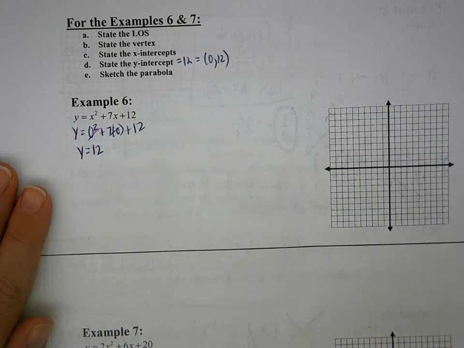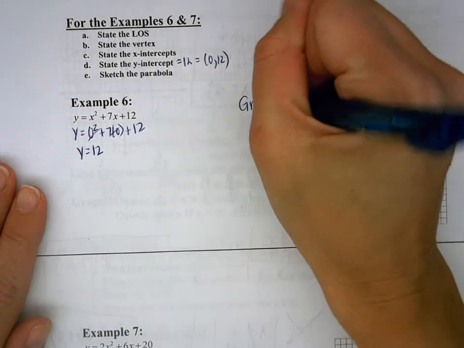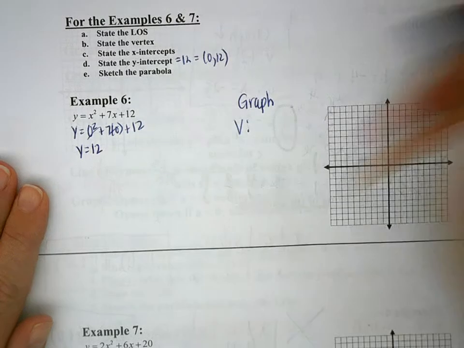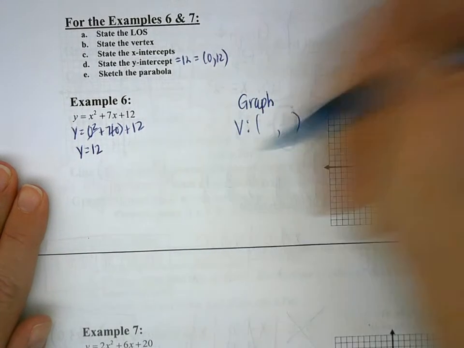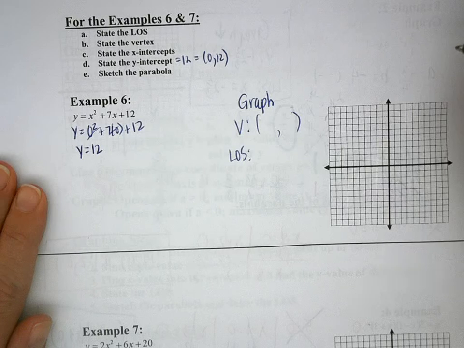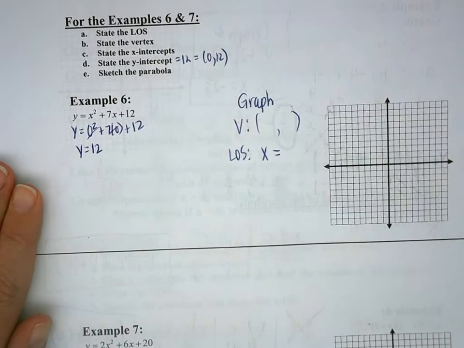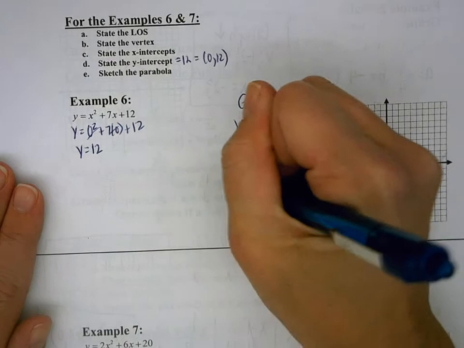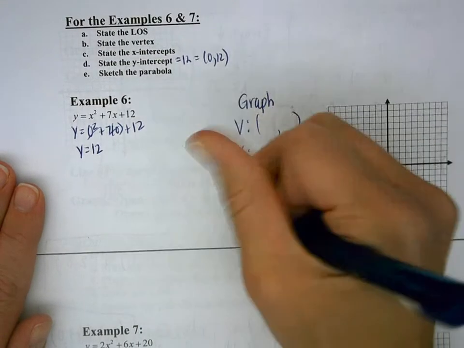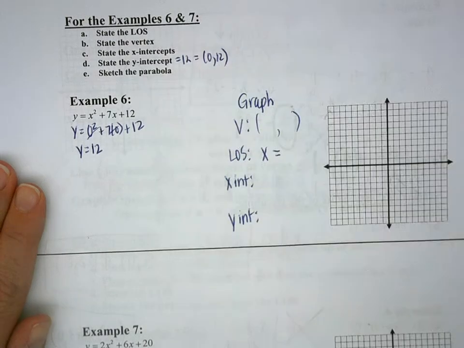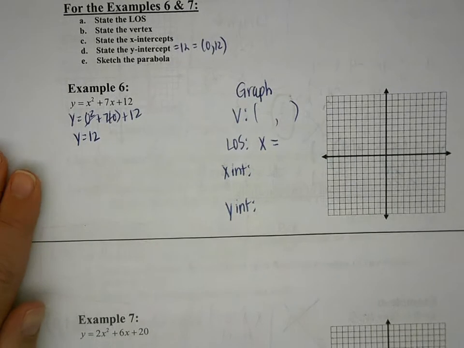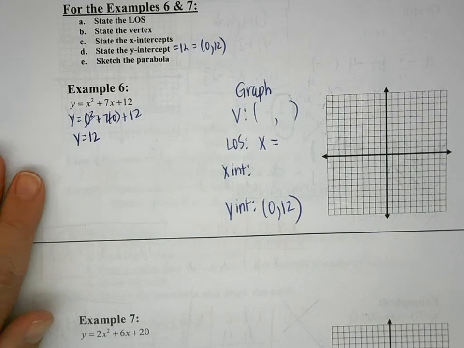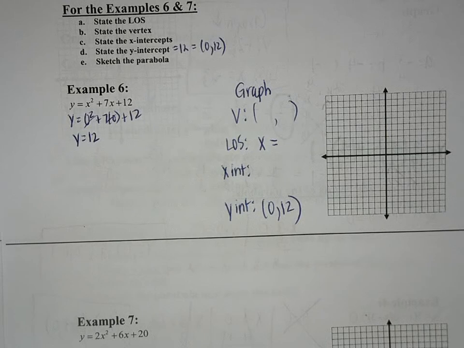So let's write out everything we need to know. We need to know, does our graph go up or down? Okay? We need to know what our vertex is, which is an ordered pair, right? We need to know our line of symmetry, which is always going to be x equals whatever the x value of our vertex is. We need to know our x-intercepts. And then we need to know our y-intercept. On this problem, we already found our y-intercept, and we found that it was 0, 12. Okay? So far, so good?